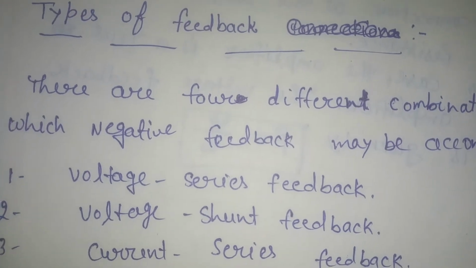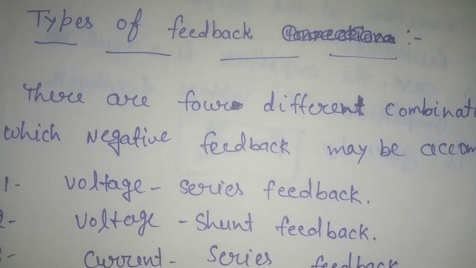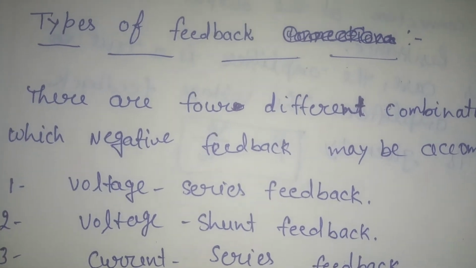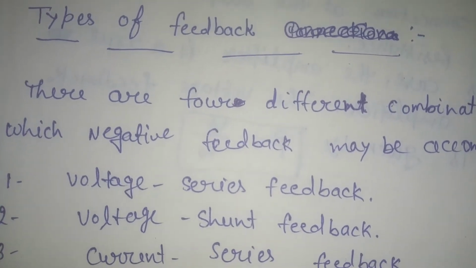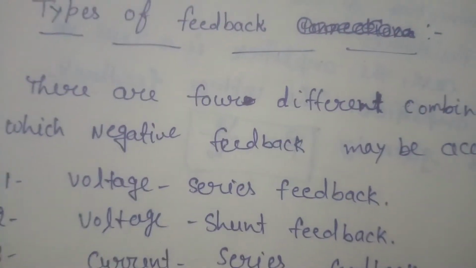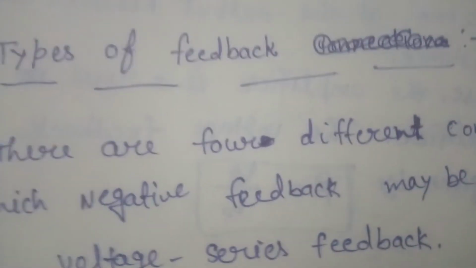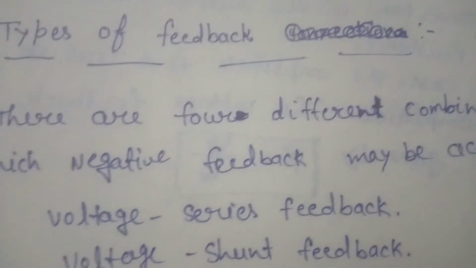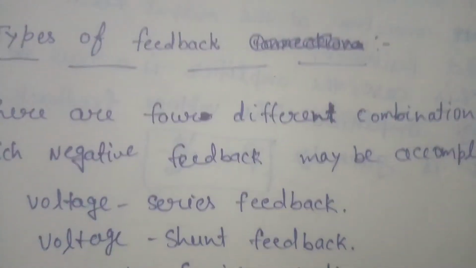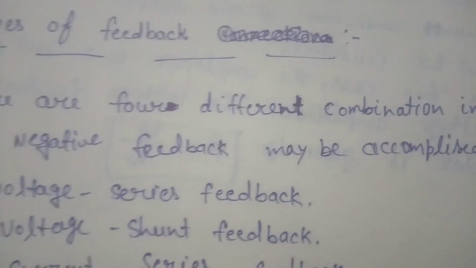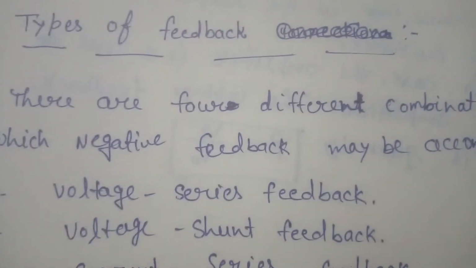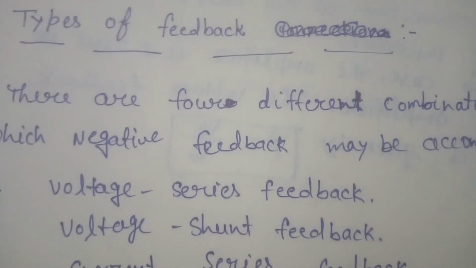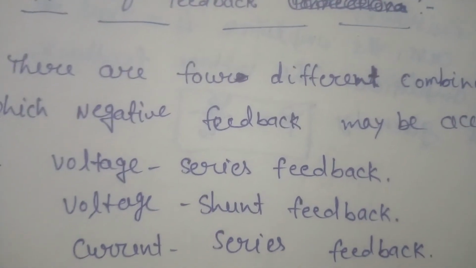This is my third lecture on feedback network. Here I'm going to discuss types of feedback. There are four different combinations in which negative feedback may be accomplished. The first one is voltage series feedback, then voltage shunt feedback, current series feedback, and current shunt feedback.